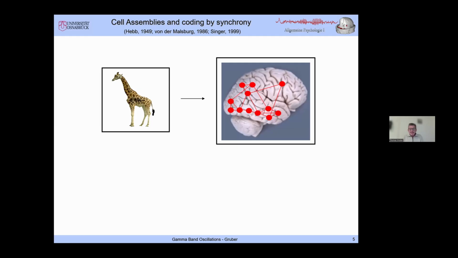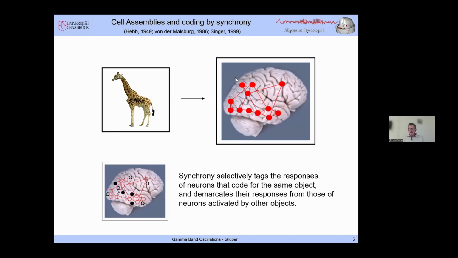And this cell assembly is bound together by synchrony. The cells that code for the giraffe here, they fire in synchrony. So here, to read out this final statement, which speaks for that synchrony, selectively takes the responses of neurons that code for the same object and demarcates their responses from those neurons activated by other objects.